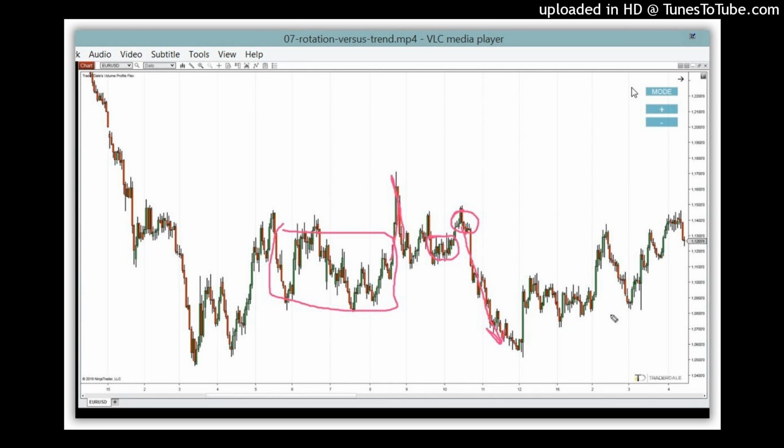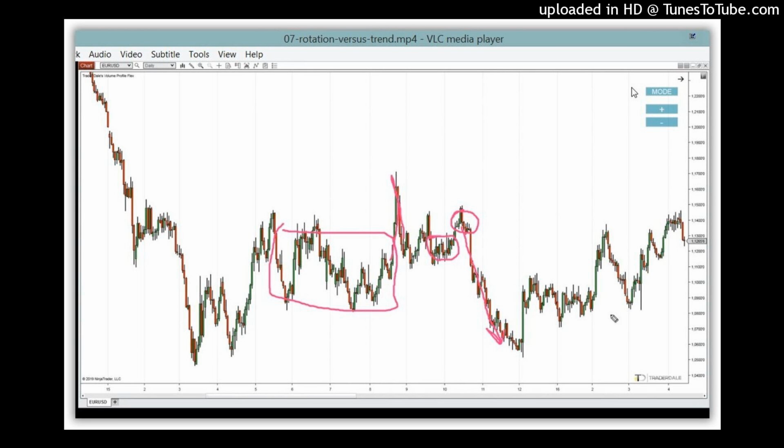So before you, this is the euro-dollar daily chart starting in 2014, and I would like to show you how I analyze the markets and how I see the charts as far as the rotation and the trend is concerned. So let me show you in this chart how the rotations are almost every time followed by an aggressive trend. So let's start in here.